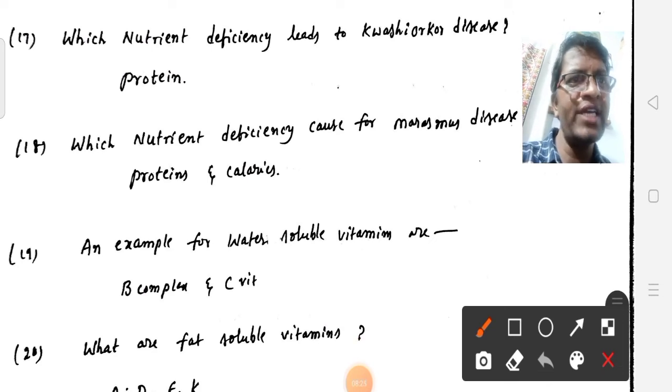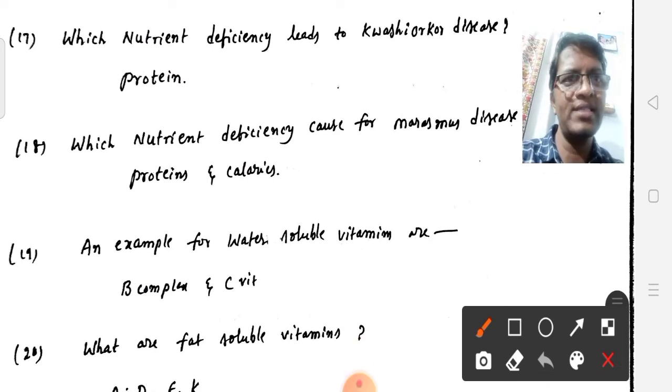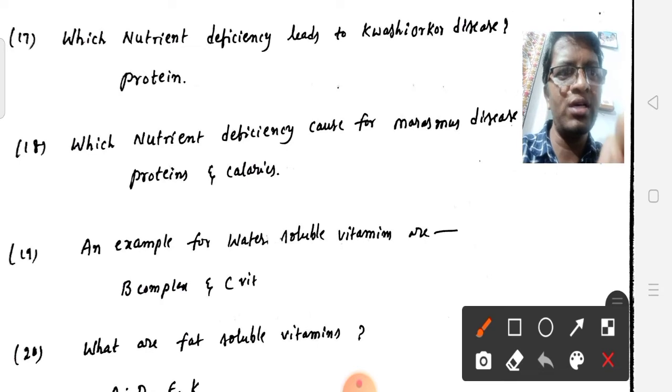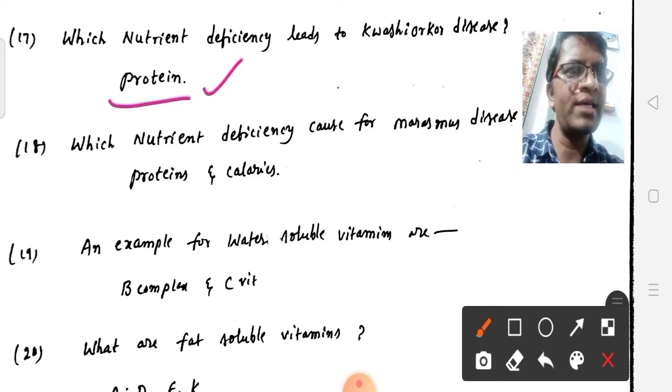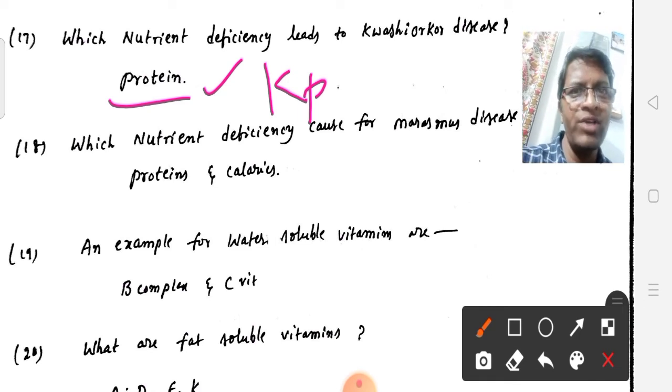Yes, now we can go for 17th bit. Which nutrient deficiency leads to kwashiorkor disease? Protein deficiency leads to kwashiorkor disease. So here simply we can remember KP. K for kwashiorkor, P for protein.